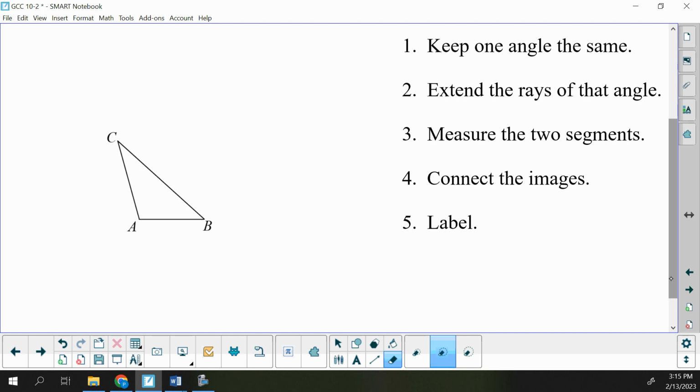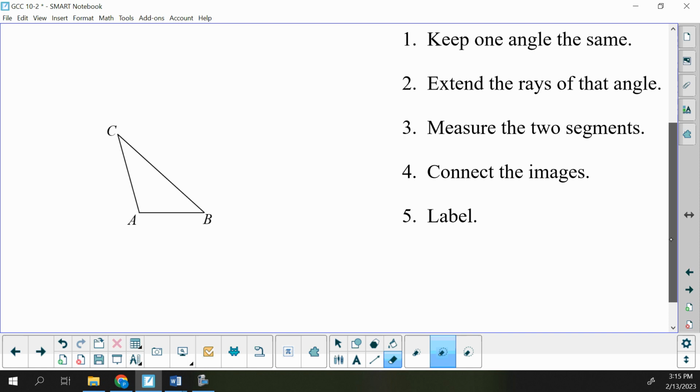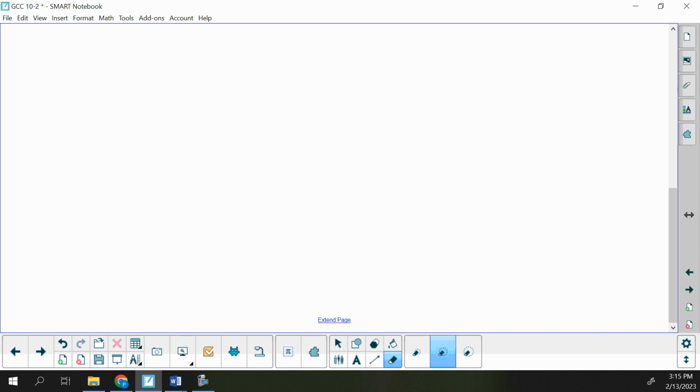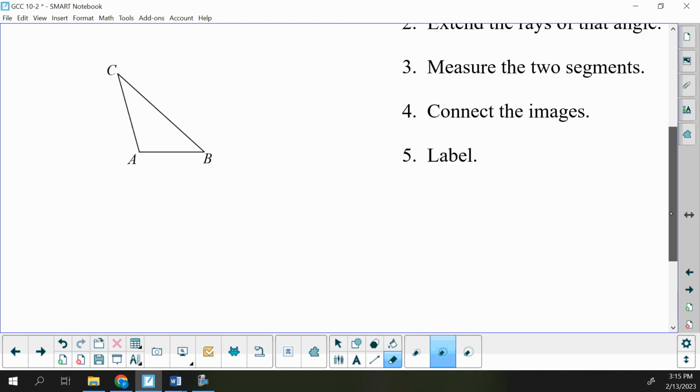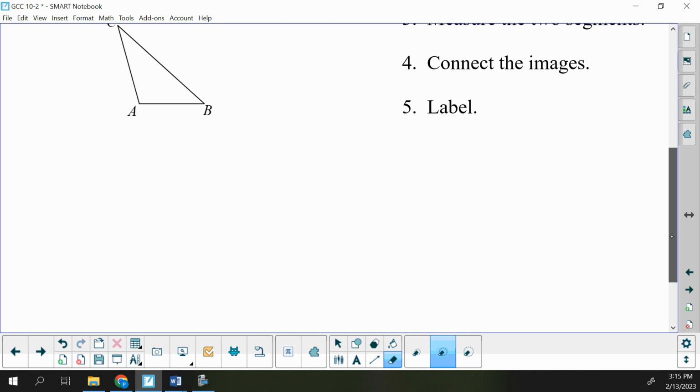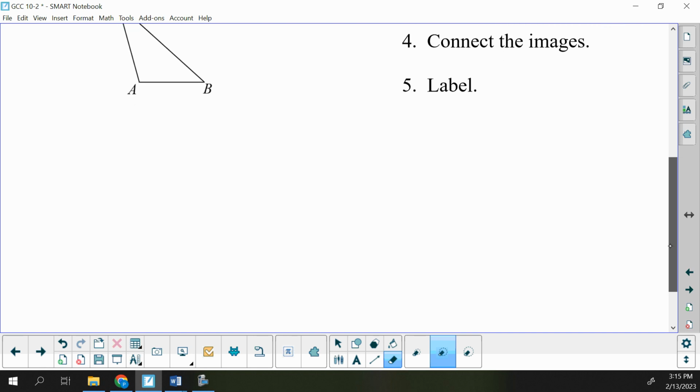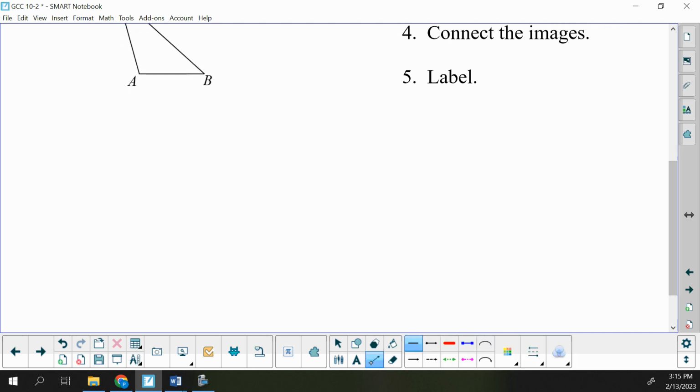The first thing we always want to do is keep one of the angles exactly the same. If it doesn't specify, you can pick any one that you want. So I'm just going to pick angle A to be the same. With our straight edge, let's just create a line. And this endpoint is where A prime is going to be.